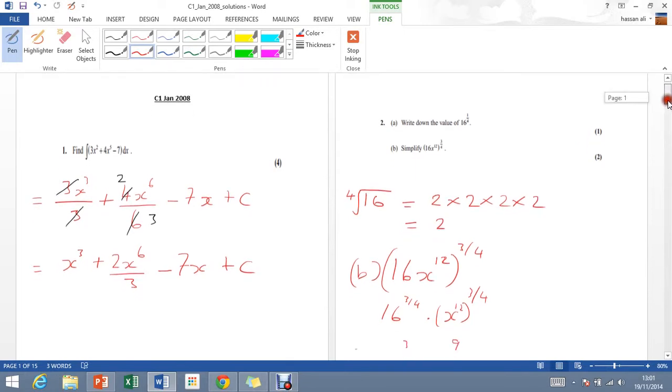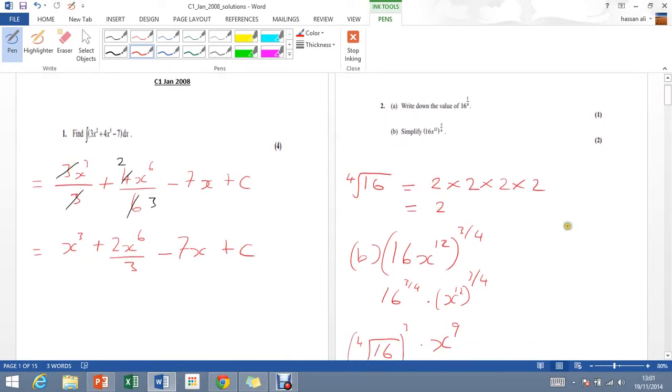Right, number 2 is asking you for index values, and you have to know your rules. So 16 to the power of a quarter just means you're trying to find the fourth root of 16. So 4 same numbers that multiply to give you 16, which will be 2 times 2 times 2 times 2. 2 2s are 4, times 2 is 8, times 2 will be 16, so my answer will be 2.